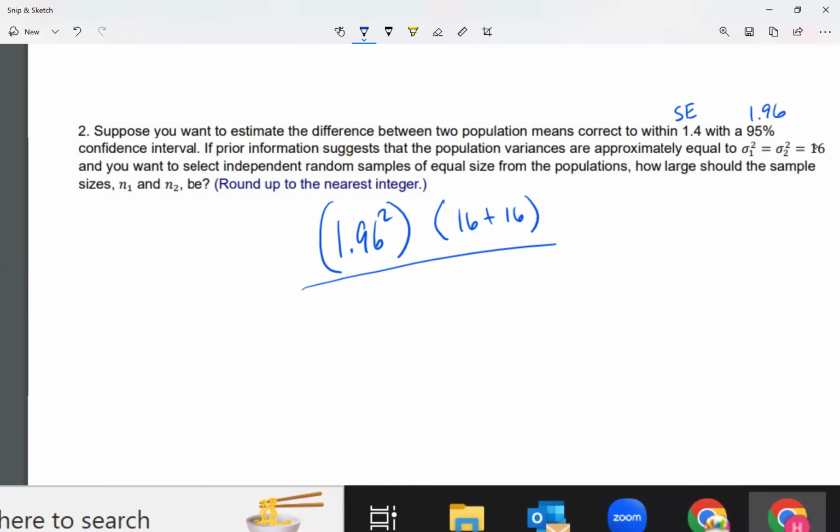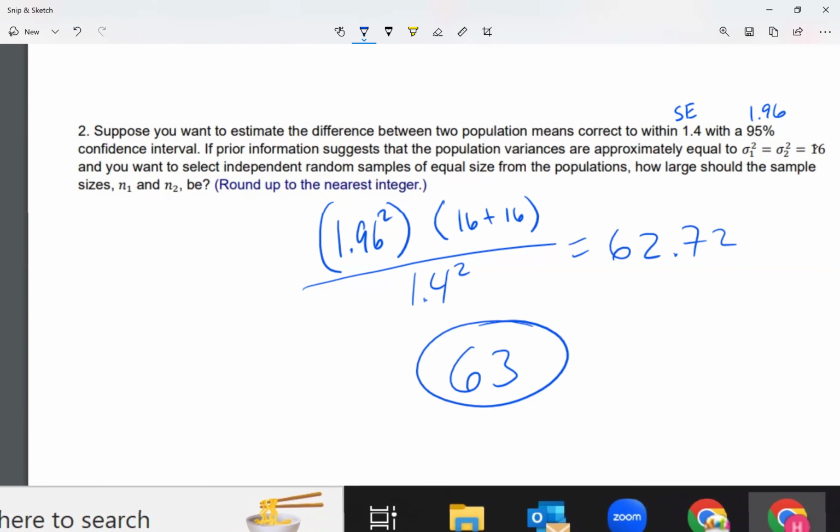And then divide this by 1.4 squared. Okay, let me type that in here. Let me see what I get. This gives me 62 point something. So my answer will be 63. Like I said, I don't round to the nearest whole number. I strictly round up.